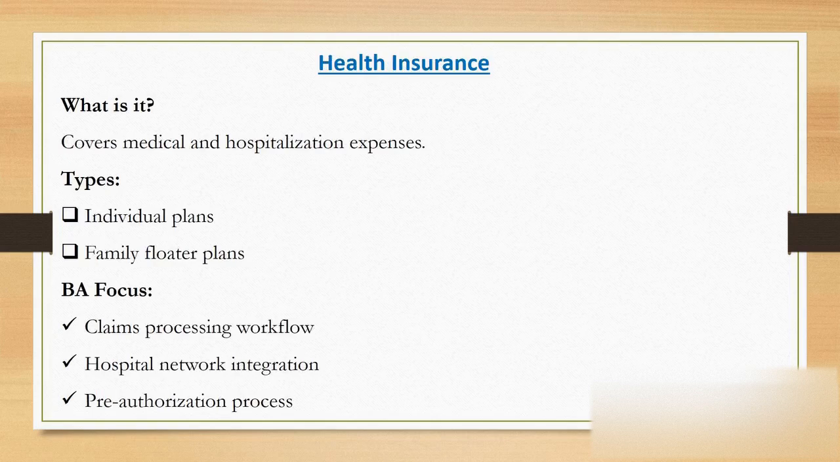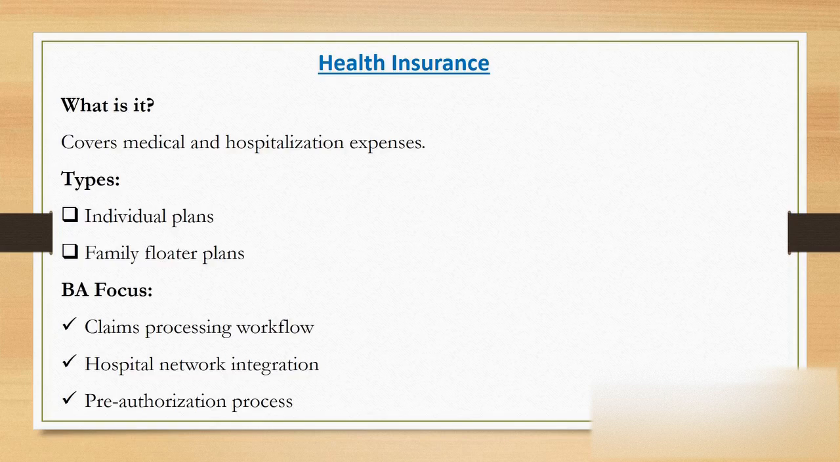Life insurance provides financial protection to the policyholder's beneficiaries in case of death or after a specified term. It is generally a long-term policy designed to ensure financial stability for dependents. Common types include term life insurance, which offers coverage for a fixed period, and whole life insurance, which provides lifetime coverage along with savings benefits. These products are structured to meet varying customer needs.